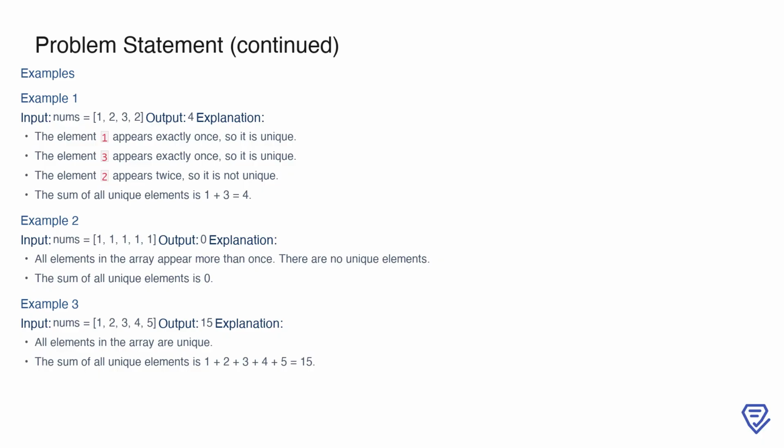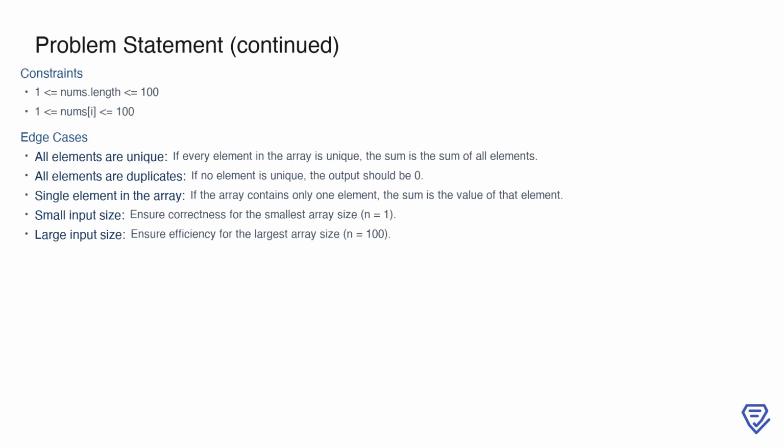Finally, in the third example, the input is nums equals 1, 2, 3, 4, 5. Here, all the elements are unique because each number appears exactly once. The sum of all unique elements becomes 1 plus 2 plus 3 plus 4 plus 5 equals 15, and that is our output. Now, let's look at the constraints and edge cases we need to consider.